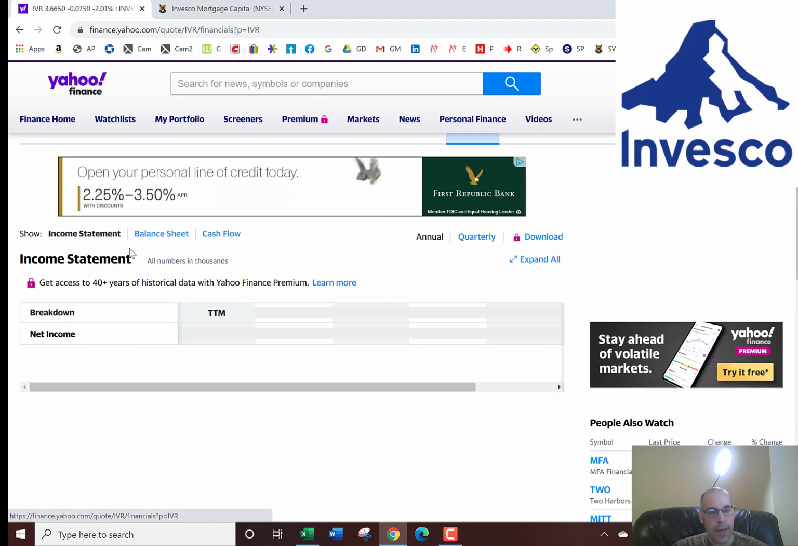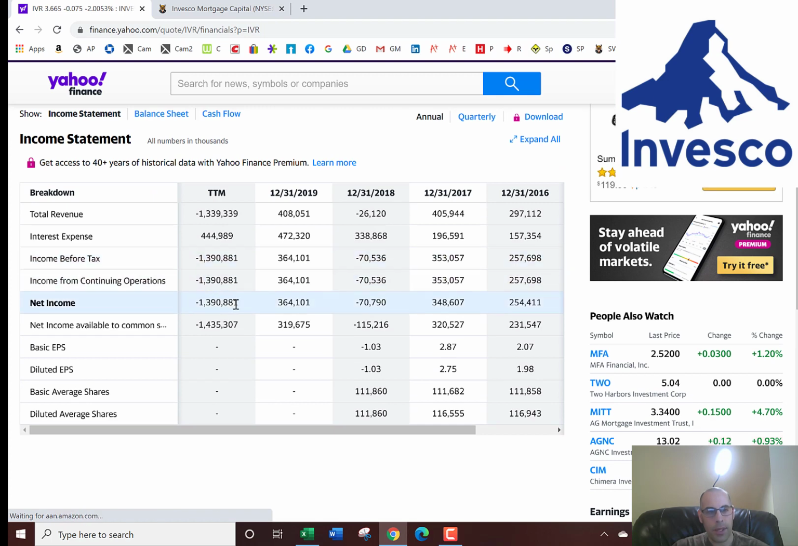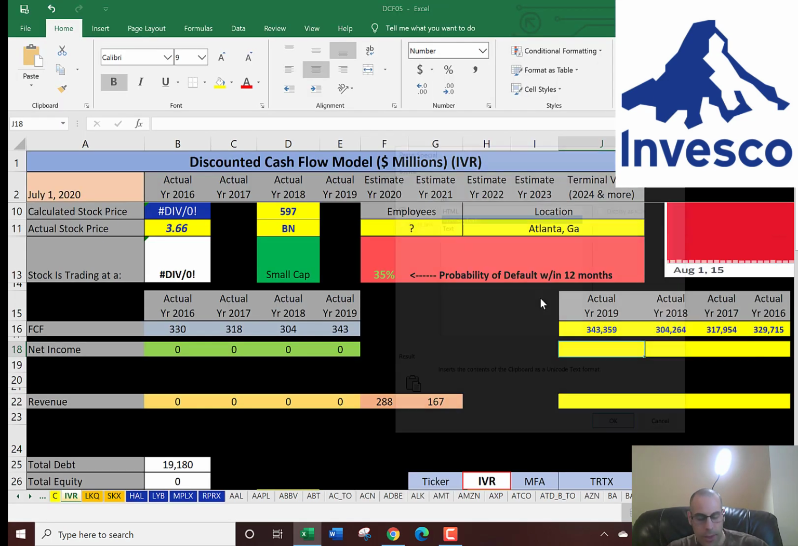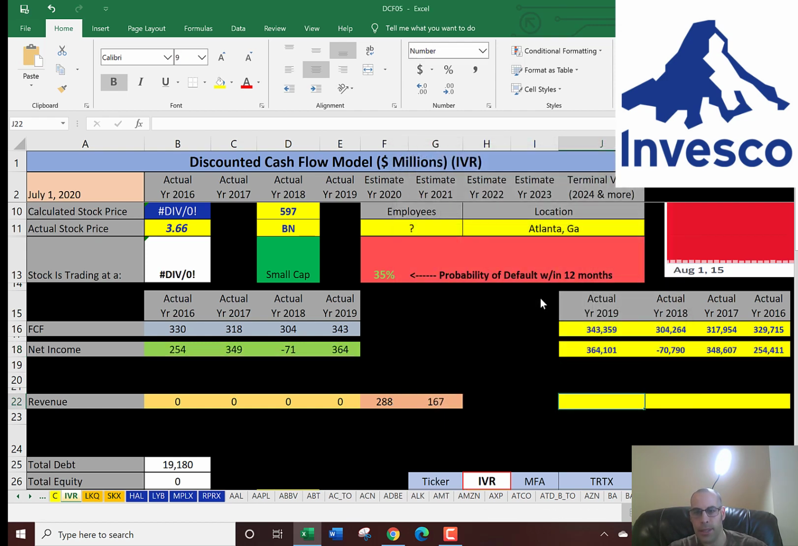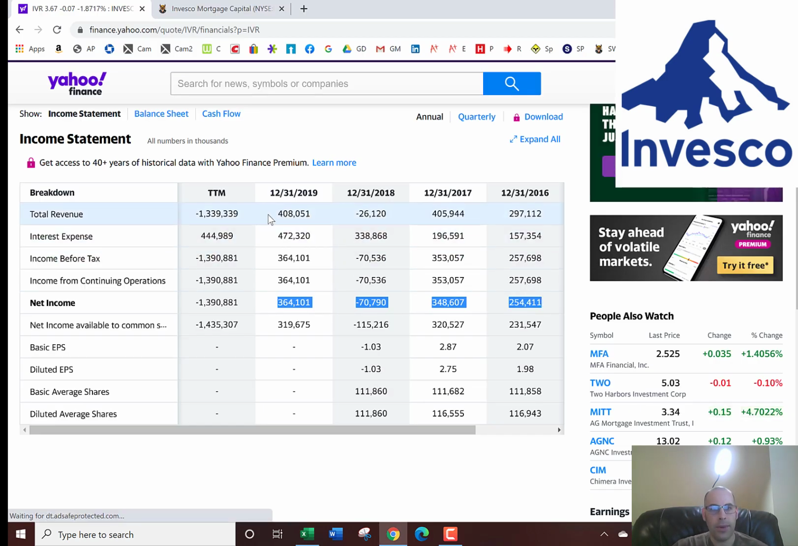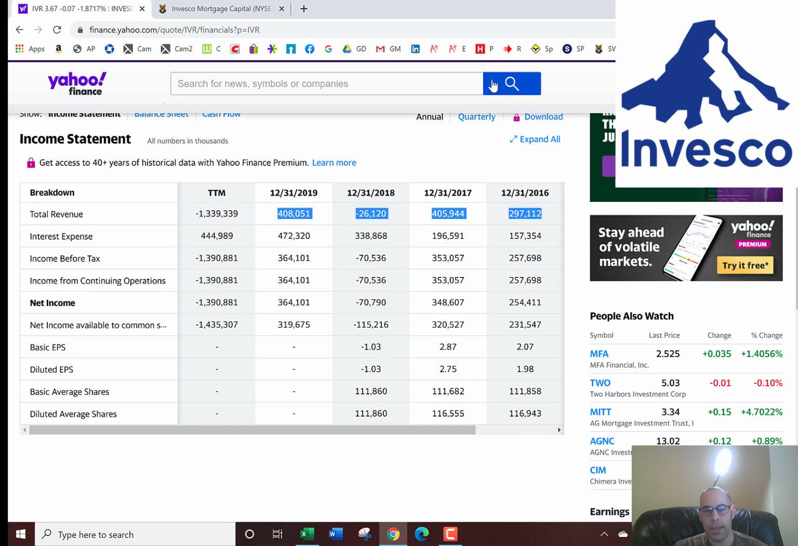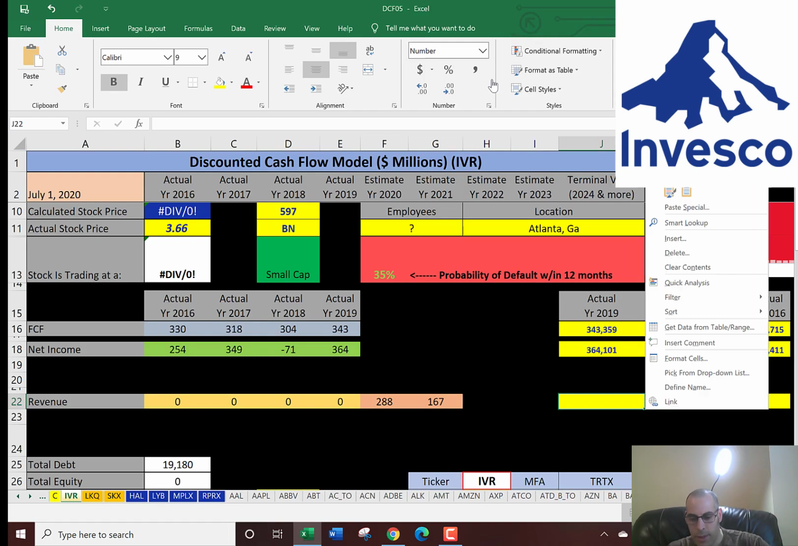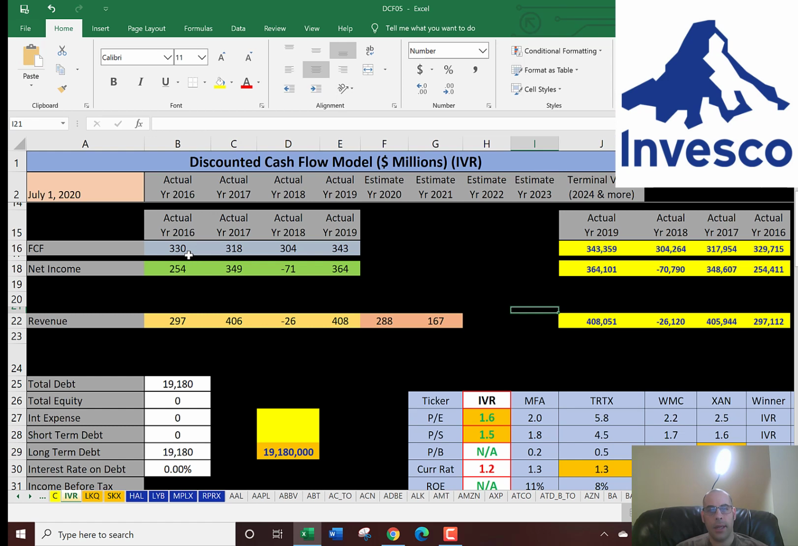Now I'm pulling net income. And that's the profit and loss according to the income statement. And we also need the revenue, the sales of the business. And the sales for a REIT are the mortgage and lease payments they receive from their customers. Let's take a look at the numbers.